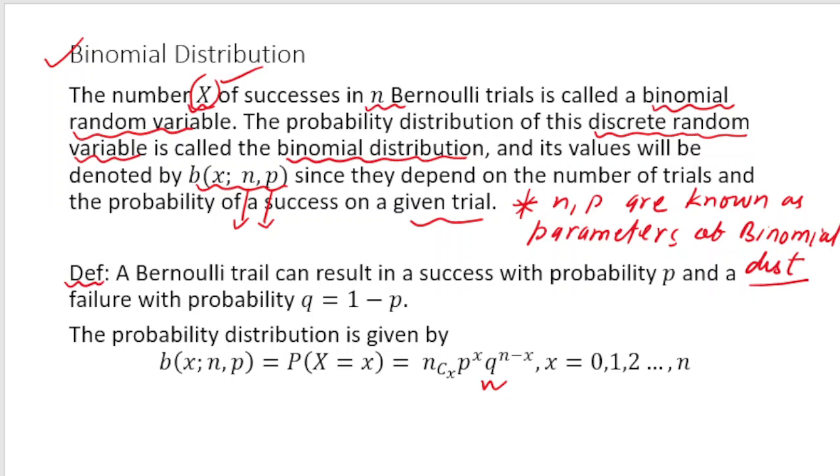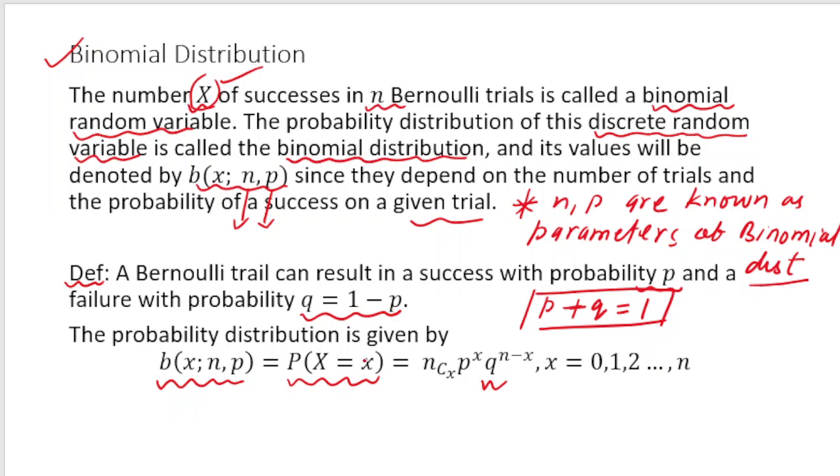Now let us look at this again. A Bernoulli trial can result in a success with probability p and a failure with probability q, that is 1 minus p. So it is important to remember that in case of the binomial distribution, the probability of success plus the probability of failure, that is p plus q, will always remain 1, because we are just associating two outcomes, either a success or a failure, right?